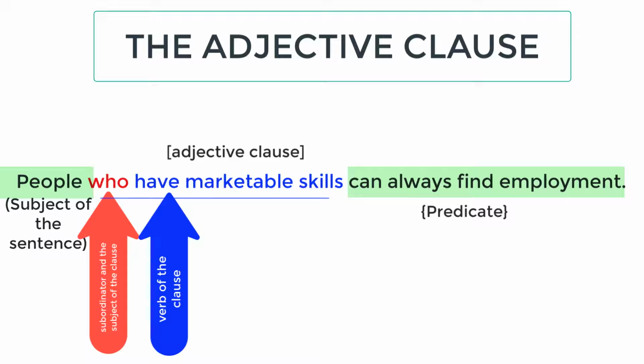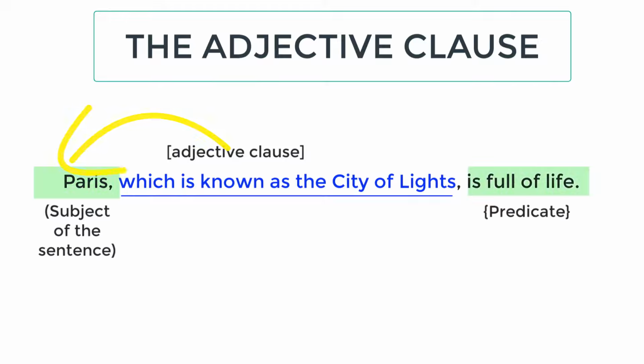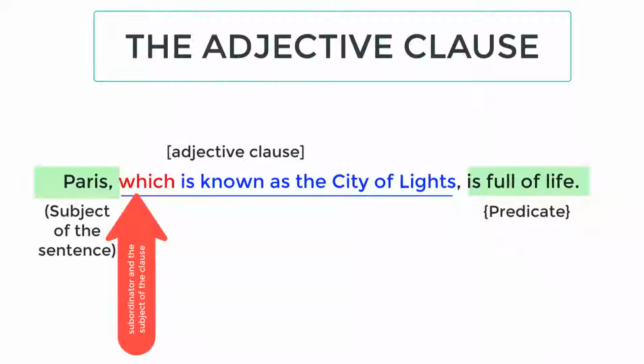Let's look at another example. Paris, which is known as the city of lights, is full of life. In this example, you can see that the adjective clause is set off by commas, which is known as the city of lights, describing Paris. This adjective clause also begins with a relative pronoun, which.